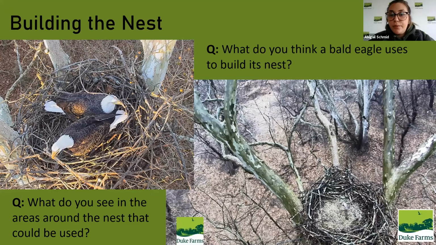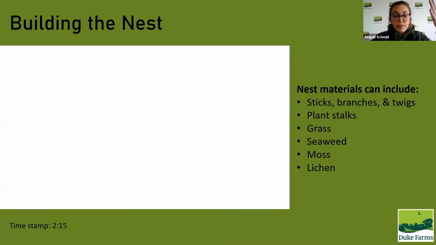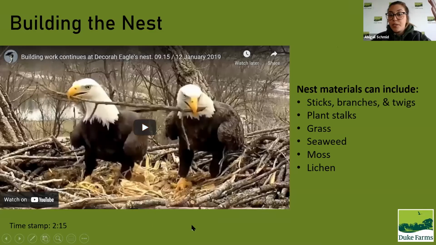What does a bald eagle use to build its nest? Okay, so sticks, branches, and twigs. That one was pretty simple. We saw a lot of sticks in those photos that we were looking at. They also use plant stalks, grass, seaweed, moss, lichen, a whole bunch of soft stuff as well, like soft padding.